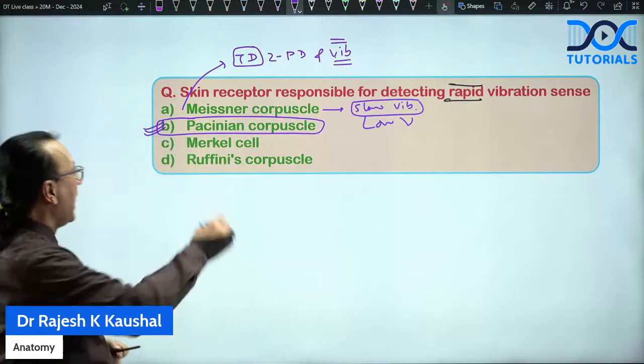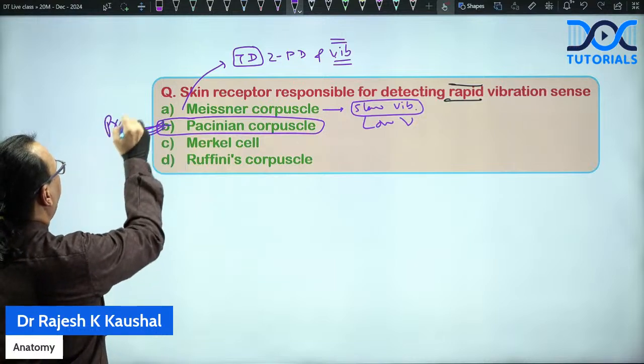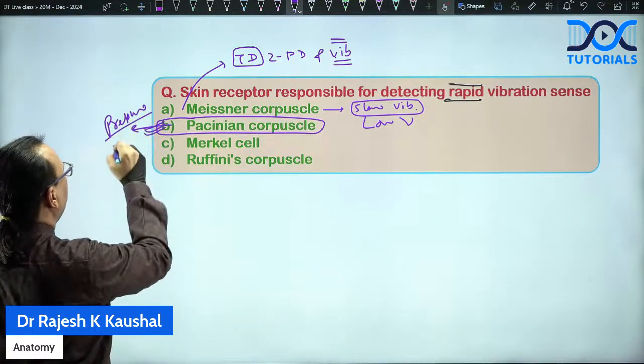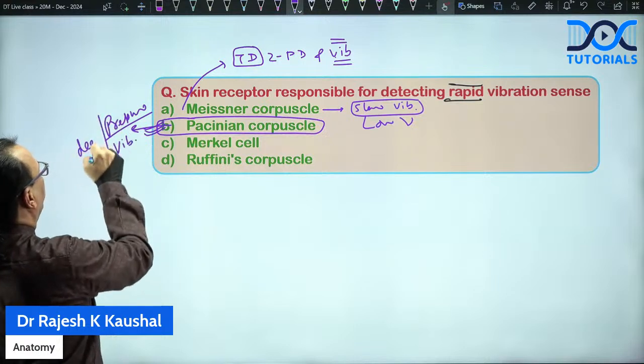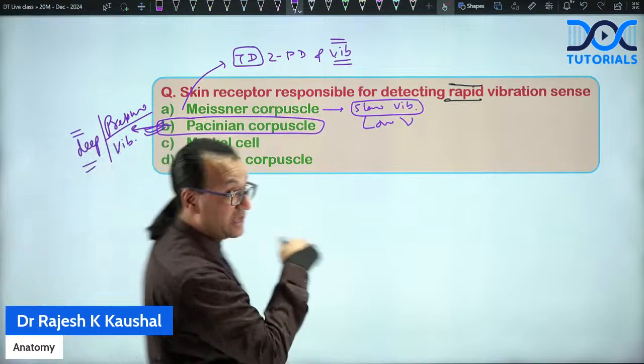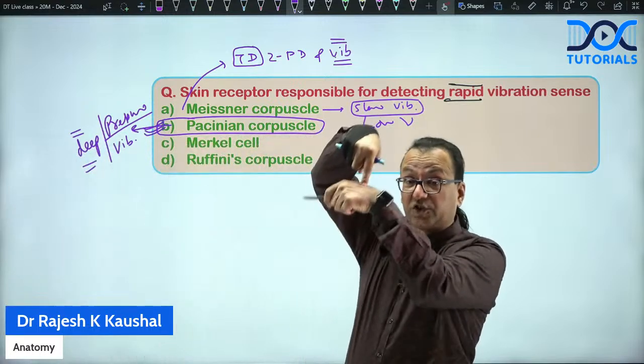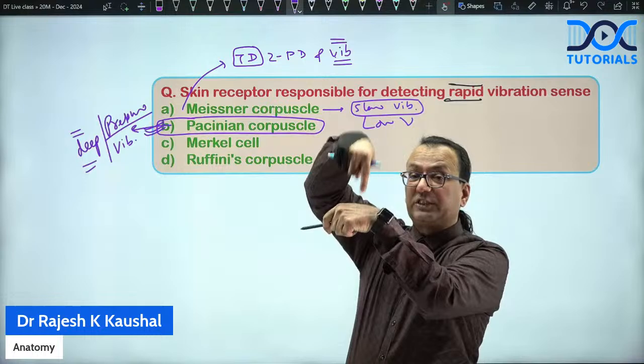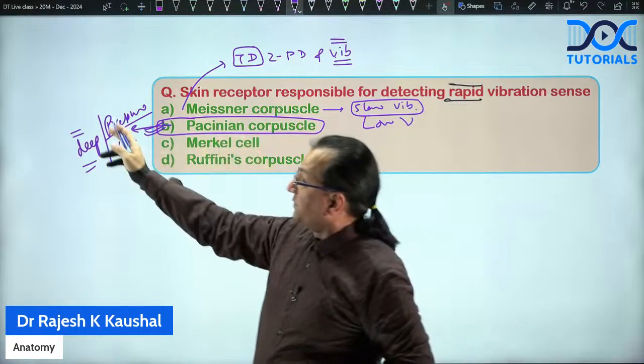Pacinian is the answer. And P for P, it carries pressure as well as vibration. And because it is located deep in the dermis, your pressure should be deep, deep pressure, deep vibration. That is why rapidly adapting.